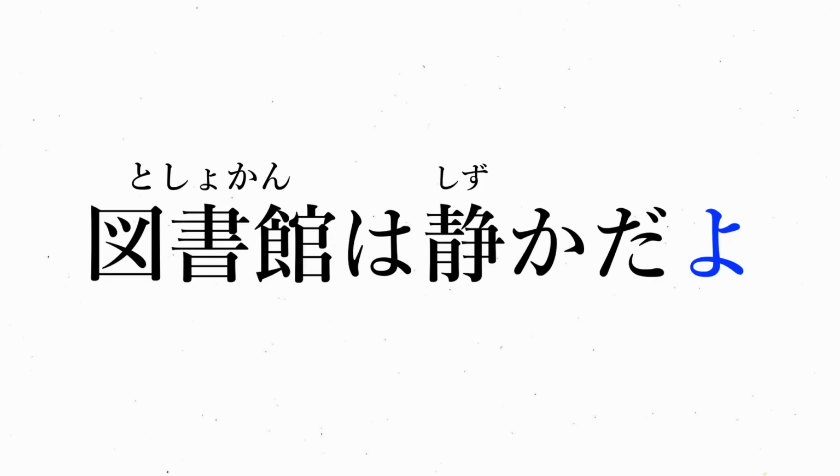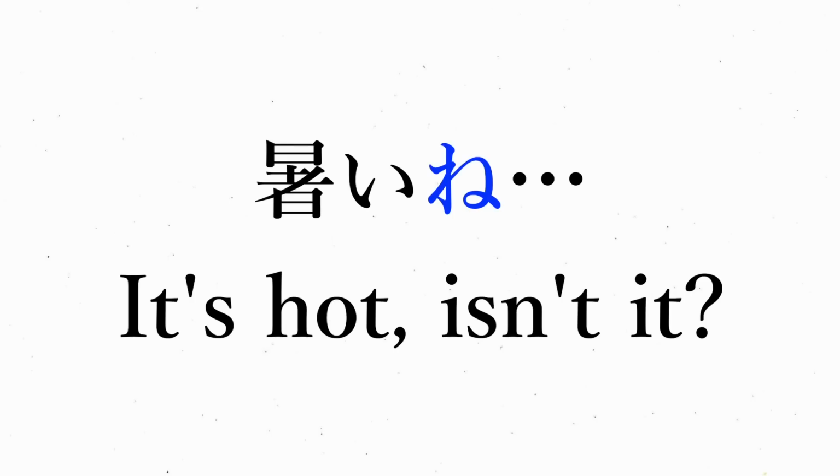Say my friend and I walk into a library and we realize that it's especially quiet. It's more quiet than it usually is. I could say, 図書館静かだよ. Wow, the library is really quiet today. Kind of, that's what it means. Ne is used when you think the listener will agree with you and can roughly be translated as, isn't it? Like if a friend and I are walking outside and it's hot, I could say, 暑いね, which means it's hot, isn't it?